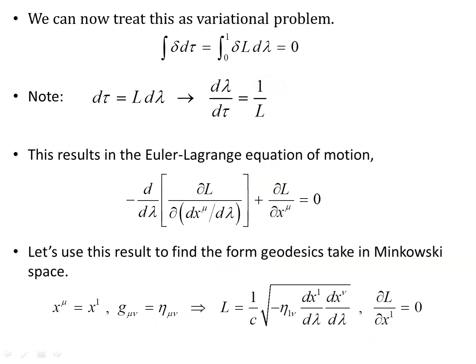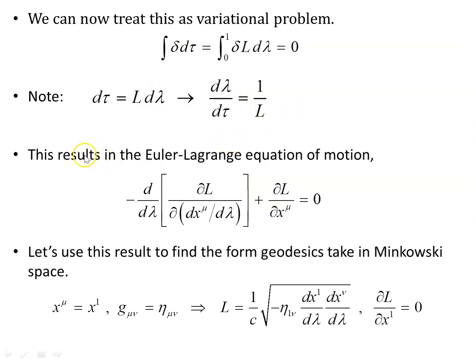Okay. Now treat this as a variational problem. So the integral of the variation in d tau is the integral from 0 to 1 of the variation of the Lagrangian d lambda equals 0. Now just note there's a couple of things here that help us. d tau is L times d lambda. And just rearranging that, d lambda over d tau is 1 on L. We'll make use of that shortly.